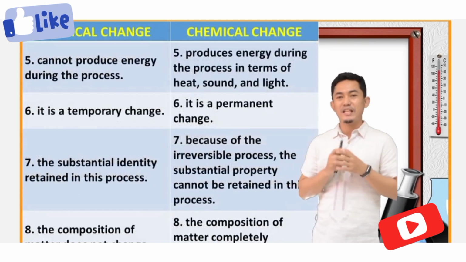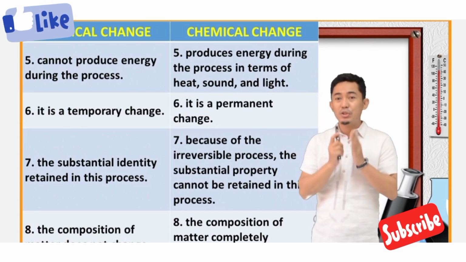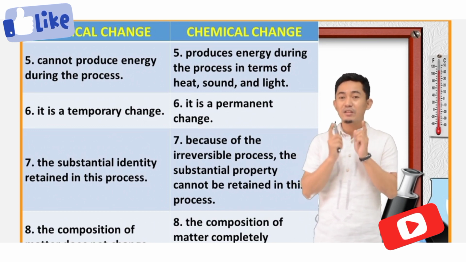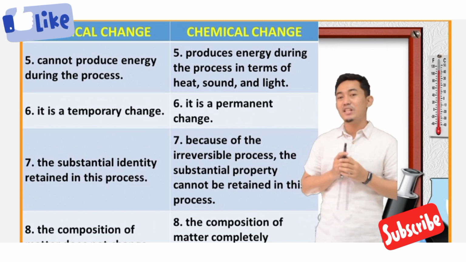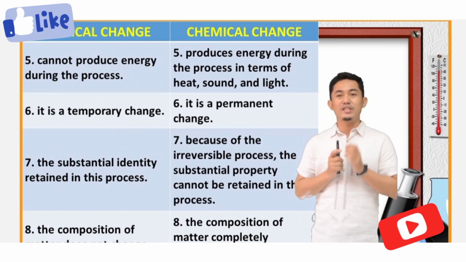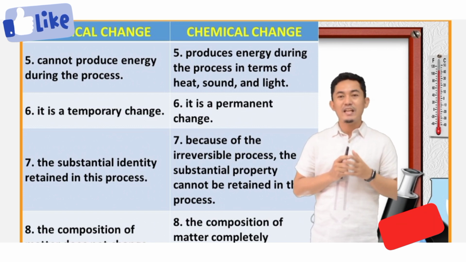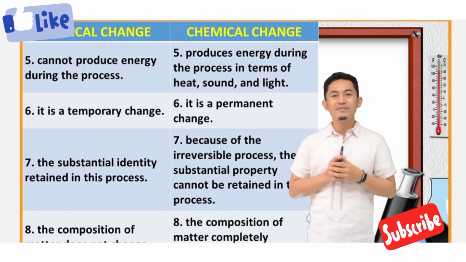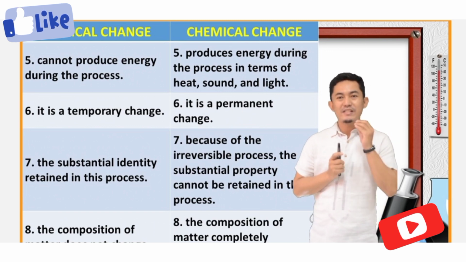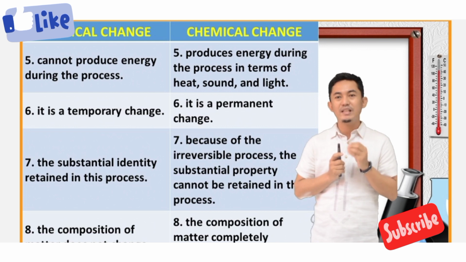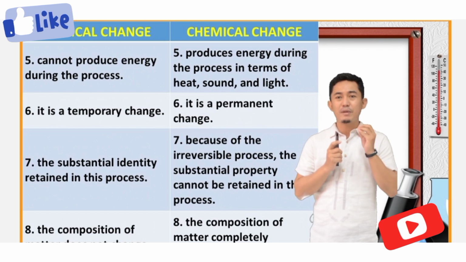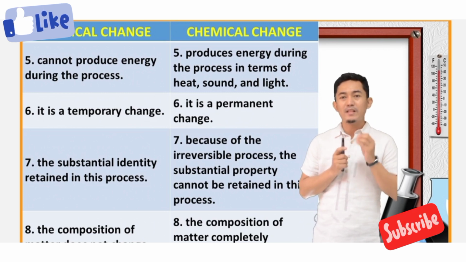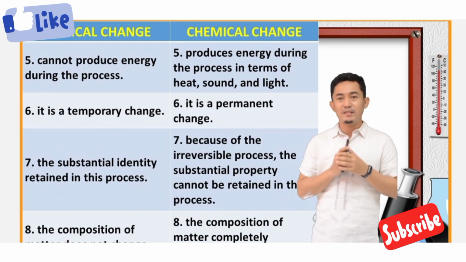In physical change, it does not produce energy during the process. While in chemical change, it produces energy during the process in terms of heat, sound, and light. Next, in physical change, it is a temporary change. While in chemical change, it is a permanent change. Another, in physical change, the substantial identity is retained in this process. While in chemical change, because of the irreversible process, the substantial property cannot be retained in this process.